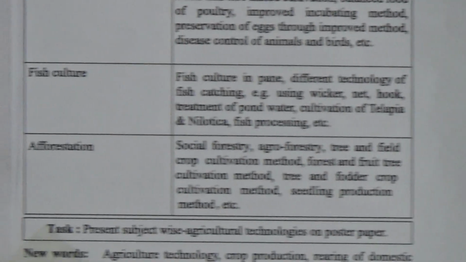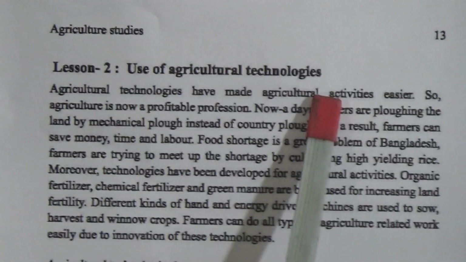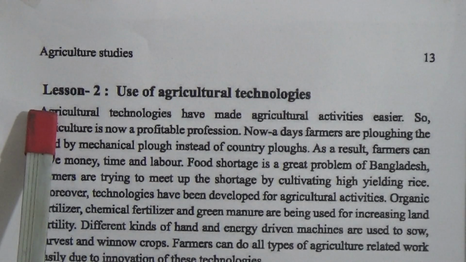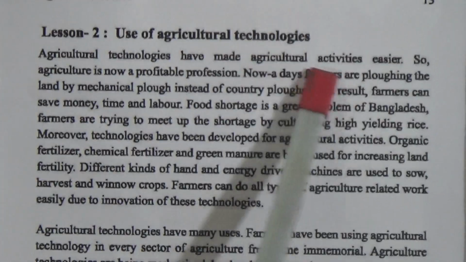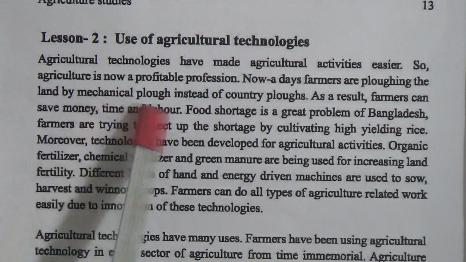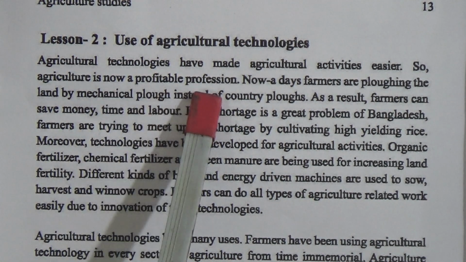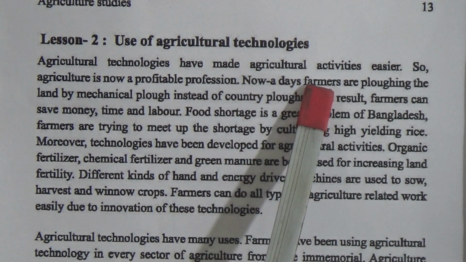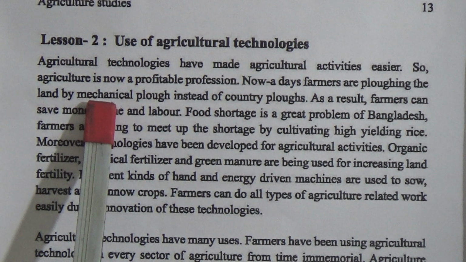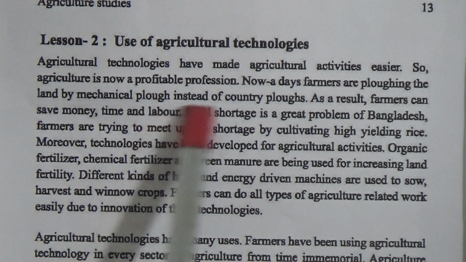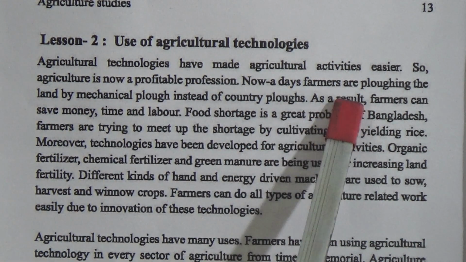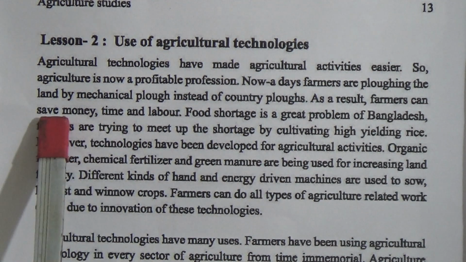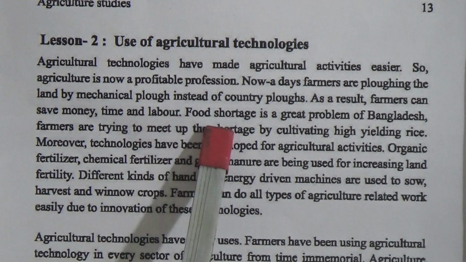Okay, now we'll go to the next page, page number 13. This is lesson 2, use of agricultural technologies. Agricultural technologies have made agricultural activities easier. So, agriculture is now a profitable profession. Nowadays, farmers are plowing the land by mechanical plow instead of country plows. As a result, farmers can save money, time and labor.